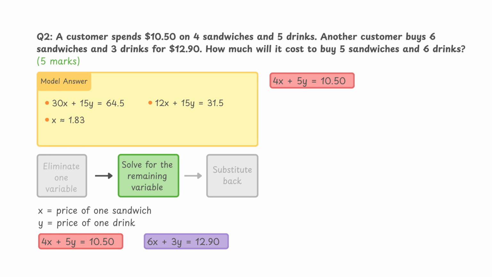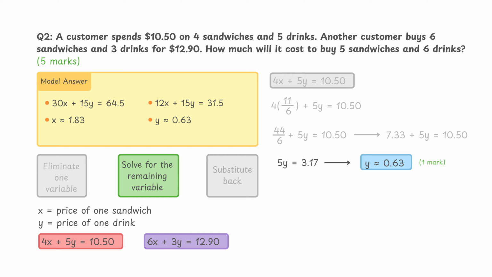Now we continue. Use the equation 4x plus 5y equals 10.50. Substitute the value of x. 4 times 11 over 6 plus 5y equals 10.50. This gives 44 over 6 plus 5y equals 10.50, which is 7.33 plus 5y equals 10.50. Now subtract 7.33 from both sides. 5y equals 3.17. Now divide both sides by 5. y is approximately 0.63. This earns 1 mark.